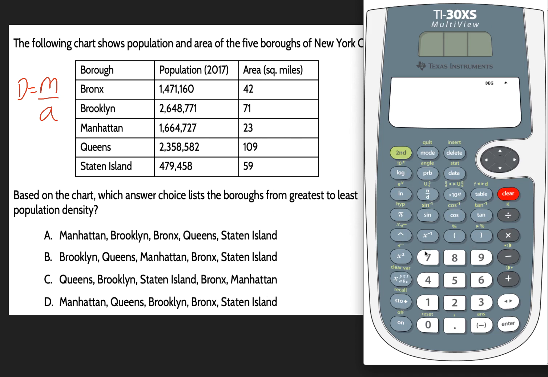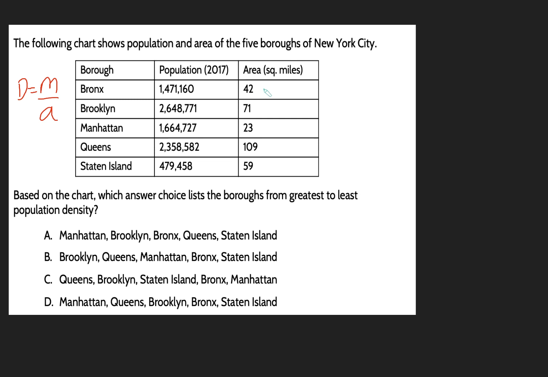So let's start with the Bronx. We're going to enter 1,471,160. Let me make sure I get that in. Is it correct? Yes. And we're now going to divide that by 42. And notice they gave us my answer of 35,027.6, but I'm going to round that to the nearest whole number. So that's going to be 35,028. So I'm going to write it right here.